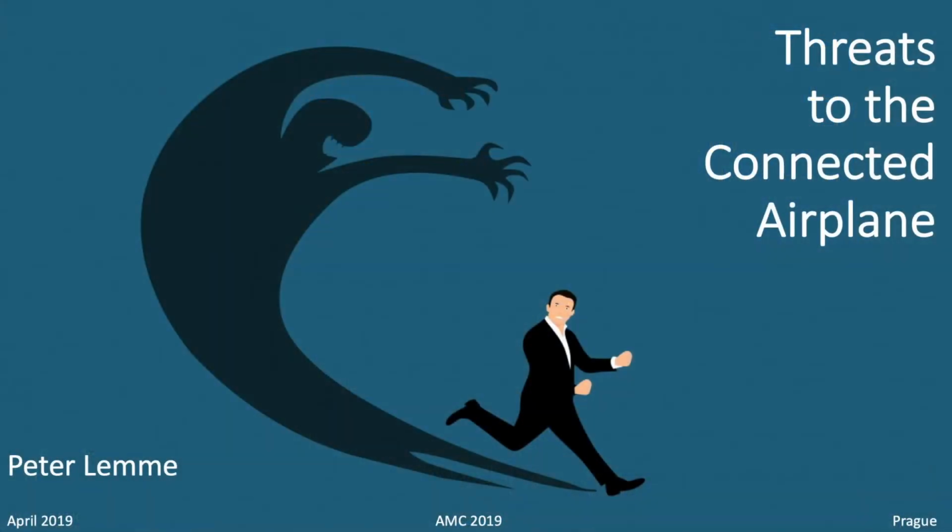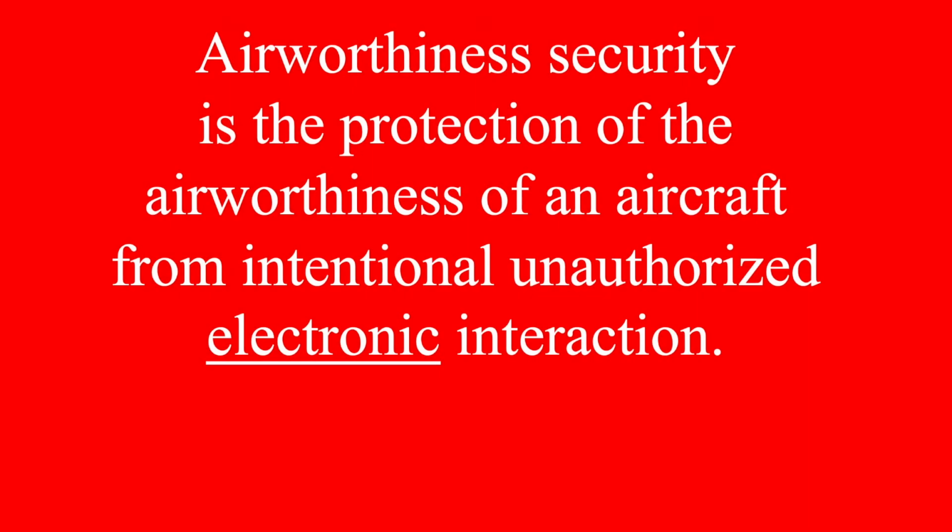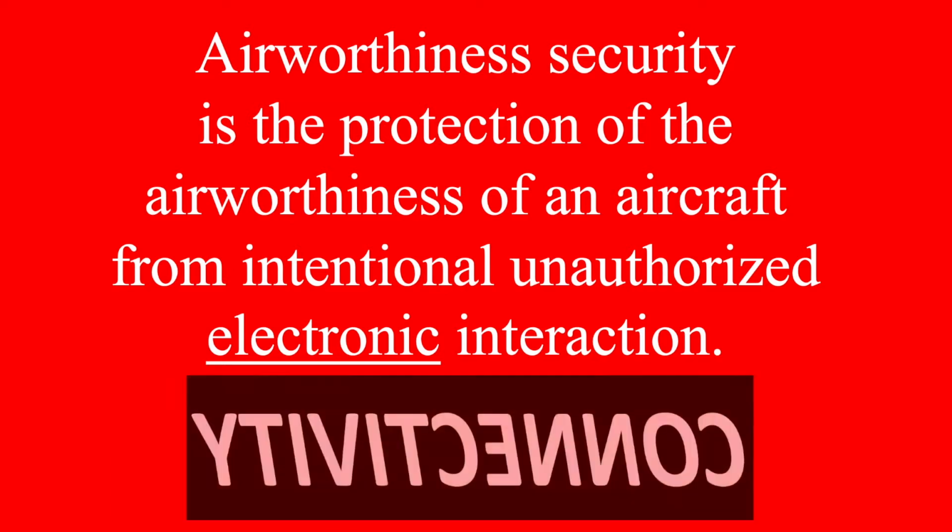Good afternoon. I'm going to talk about threats to the connected airplane, and I want to distinguish threats from failures. Failures are things that break because we didn't want them to break. Threats are things that break because we wanted them to break, through malicious action typically. Airworthiness security is focused mostly on the ability to connect into a system through electronic interaction. So it's all about connectivity.